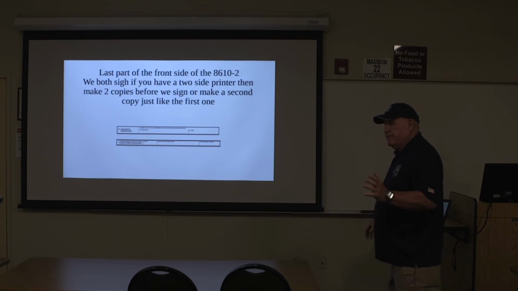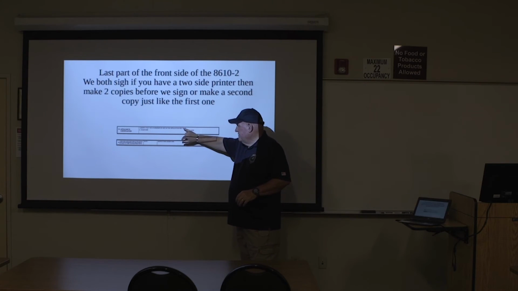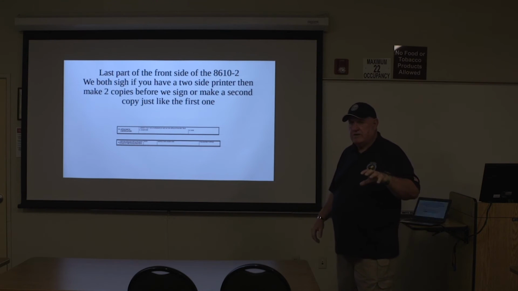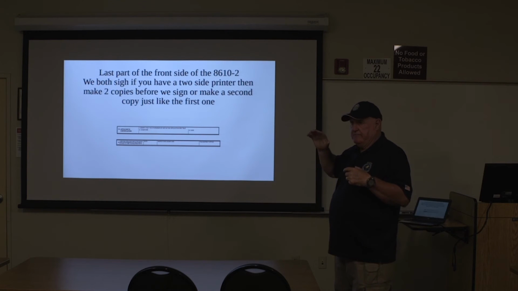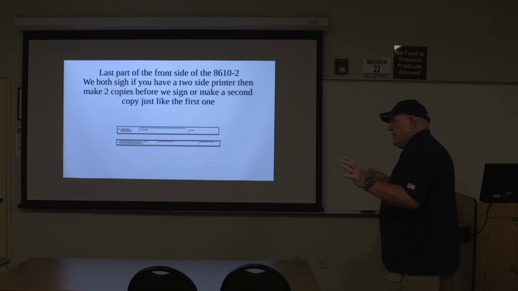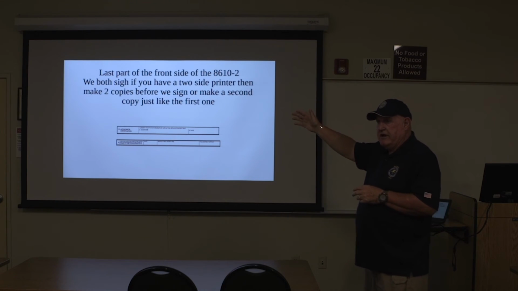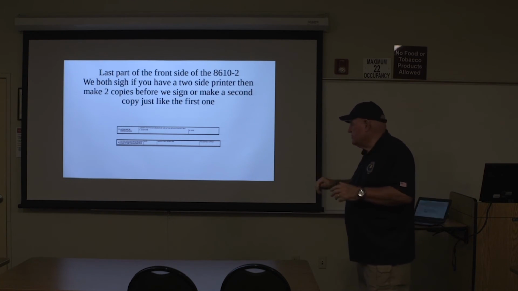This is the last part of the front of 8610-2. If you have a really awesome 2-sided printer, don't sign it, make 2 copies of it, bring it back, and we'll sign together, you and me. If you have a crappy one that doesn't work, then you're going to have to write out another perfect one and then make a bad copy for me. Okay? Or the inspector, whoever that is. But the bottom line is that you need 2 originals, but you don't have to write out 2 originals if you've got a great copy machine, because then we sign in ink and it looks like 2 originals.